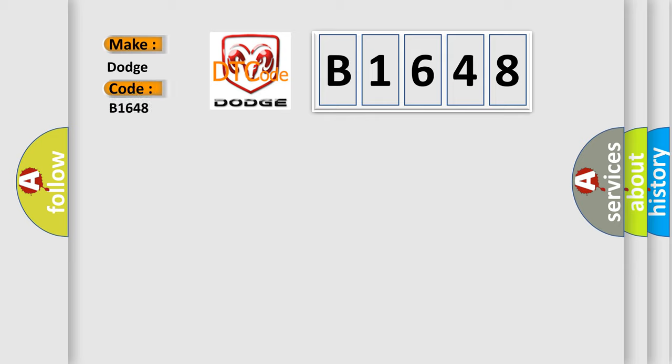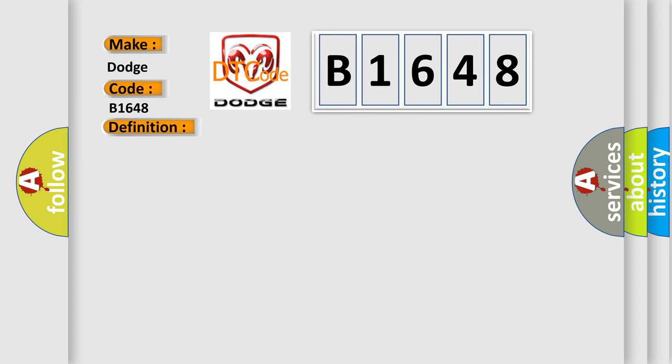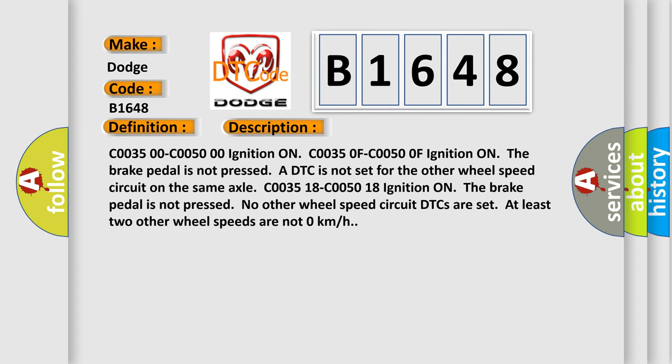B1648 interpret specifically for Dodge car manufacturers? The basic definition is left rear wheel speed sensor circuit, no additional information. And now this is a short description of this DTC code.